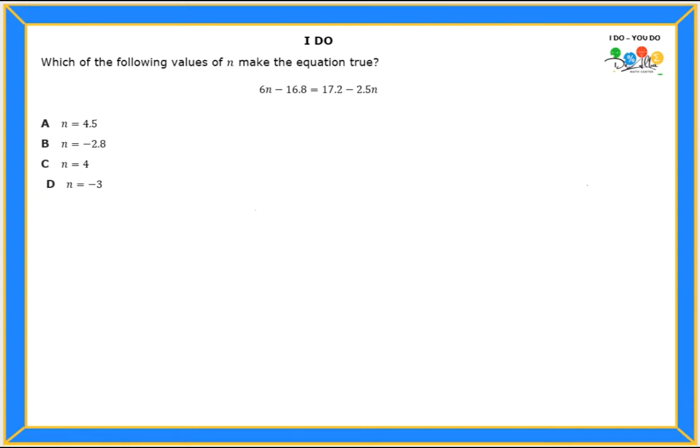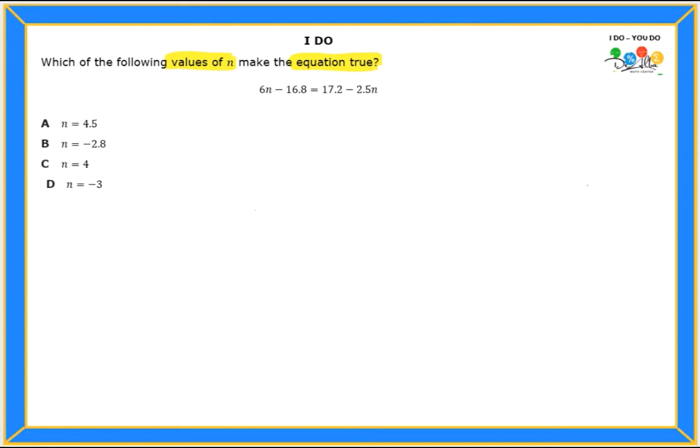It says, which of the following values of n make the equation true? 6n minus 16.8 equals 17.2 minus 2.5n. So I'm looking for a value for n that will make my equation true. I have an equation, and I've noticed that I have variables on both sides.